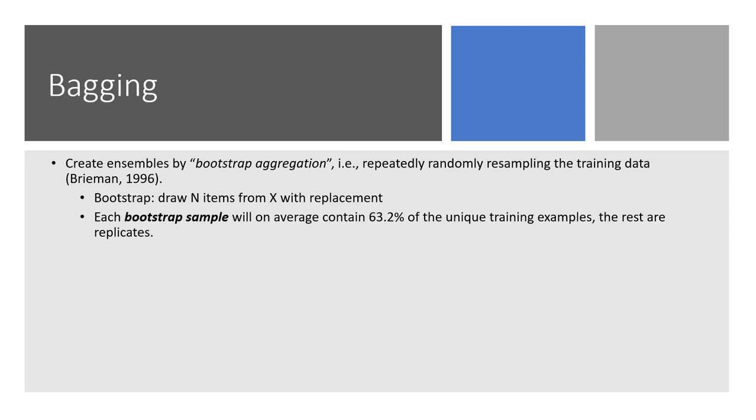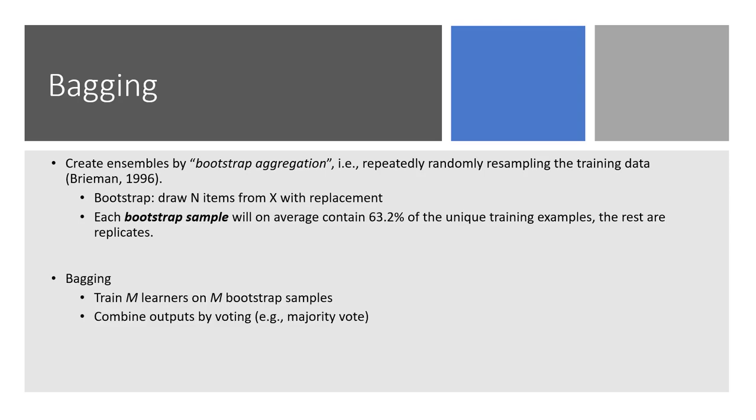And so with bagging, that's bootstrap aggregation. That's going to repeatedly randomly resample your training data. And you're going to draw however many N observations, X times, with replacement. And those are called bootstrap samples. And on average, like I said, they're going to contain about 63.2% of unique training examples. And the rest are going to end up being replicates.